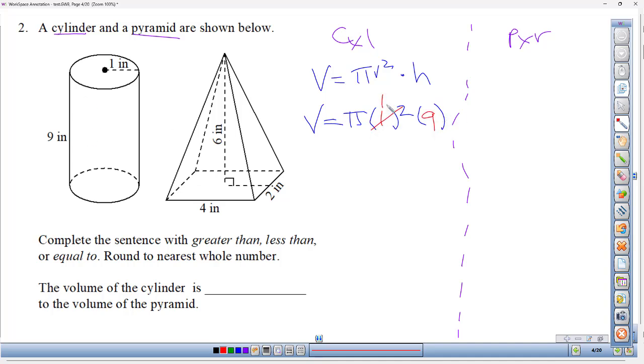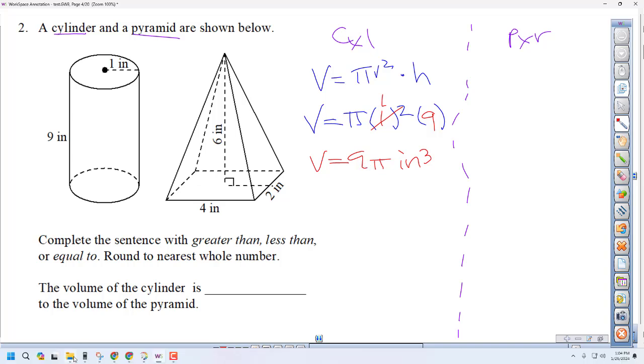And 1 squared would just be 1, and 1 times 9 would be 9, and you just got to make sure you don't lose track of your pi. So 9 pi inches cubed. Now, we're going to compare it to something that doesn't have pi. You don't really want to be comparing something with pi with something that doesn't have pi. So let's grab our calculator for a second and work out what 9 pi really comes out to be.